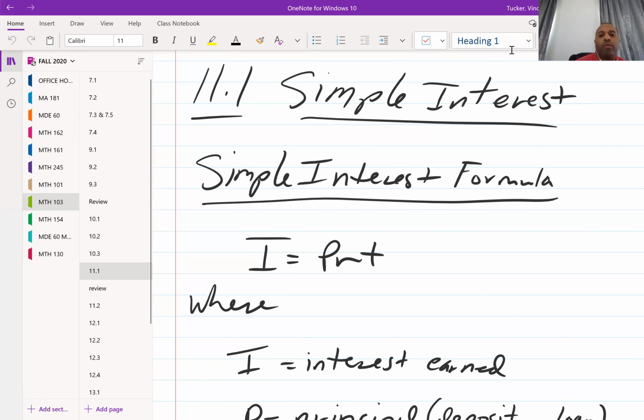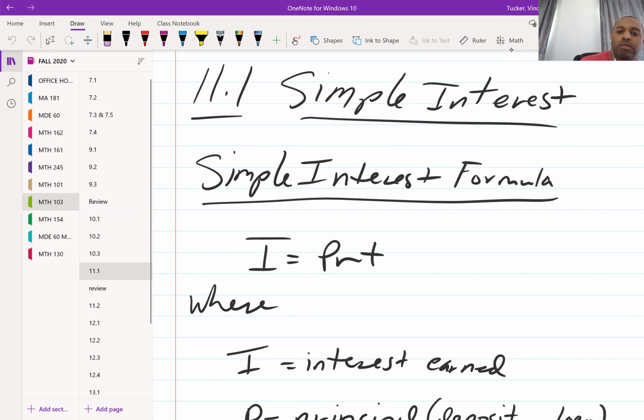Okay, so we have 11.1 simple interest. Our simple interest formula is I equals PRT, so that's P times R times T. And that is our simple interest formula.